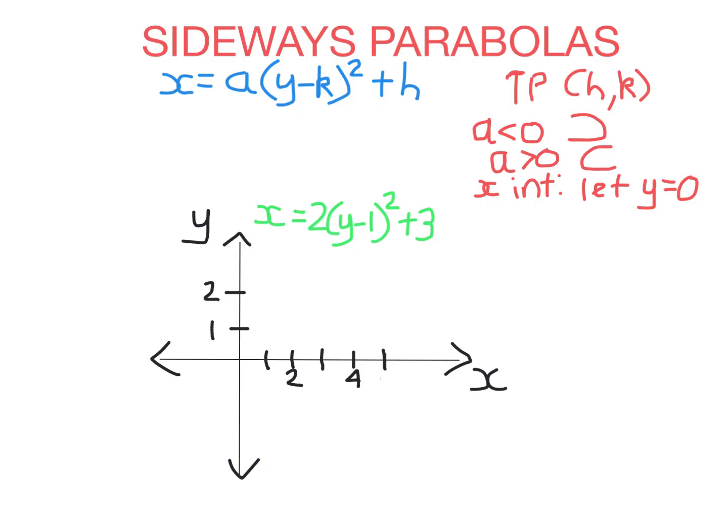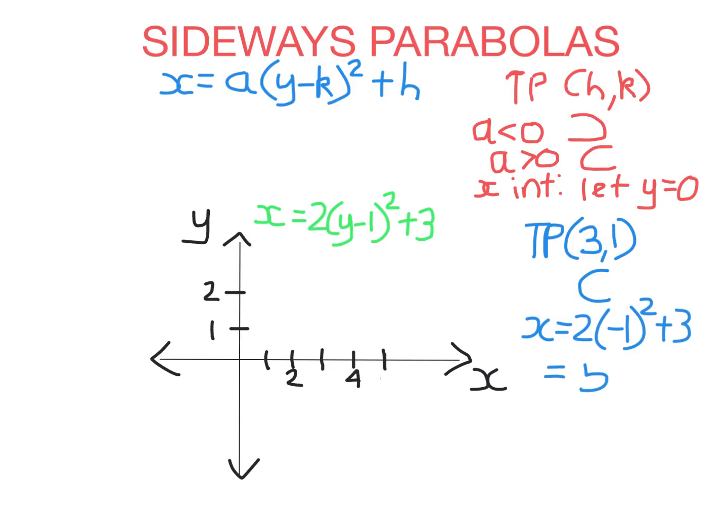So the turning point here, the x-coordinate will be the number outside the brackets, 3. The y-coordinate is the negative of this number, so positive 1. Now because a is 2, i.e. positive, this parabola is going to open to the right. And so now we just need to calculate the x-intercept. So if we let y equal 0, we have x equals 2(0 minus 1) squared plus 3, that just equals 5. So let's go ahead and plot those points.